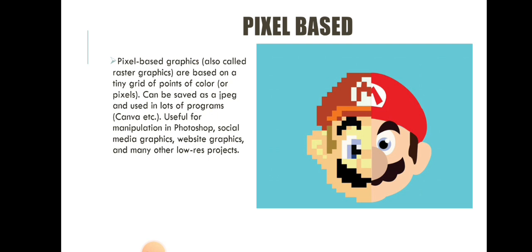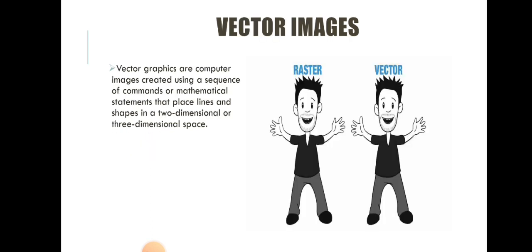Pixel based. Pixel based graphics are based on a tiny grid of points of color, or pixels, and can be saved as a JPEG and used in lots of programs. Useful for manipulation in Photoshop, social media graphics, website graphics, and many other low res projects.